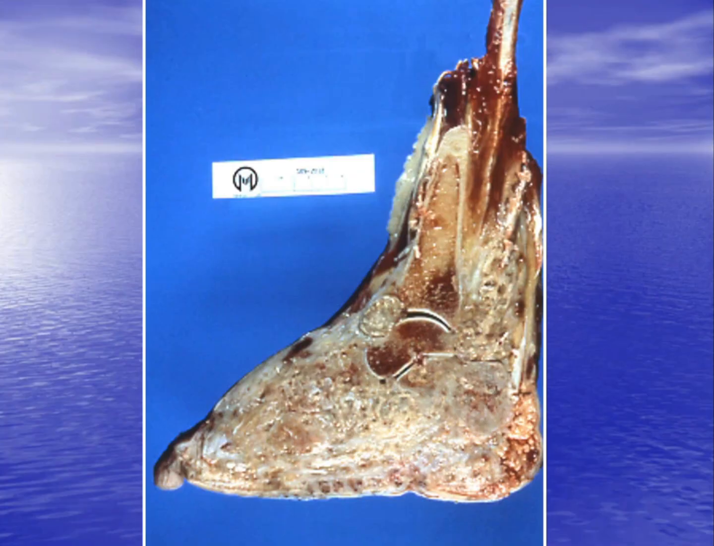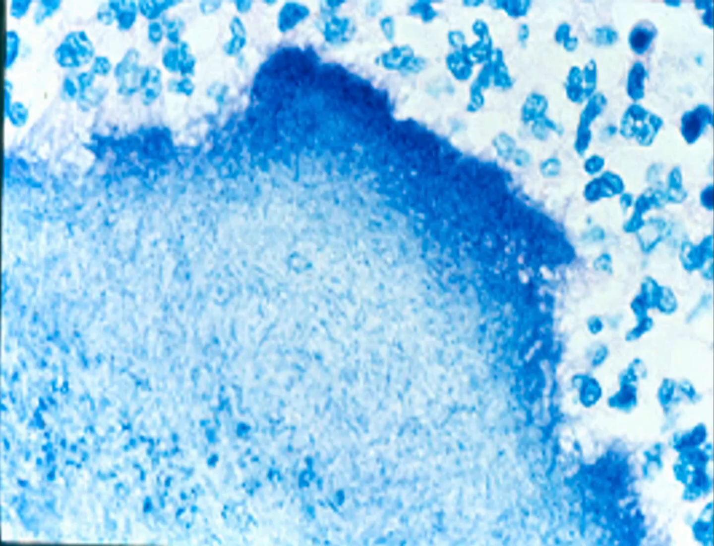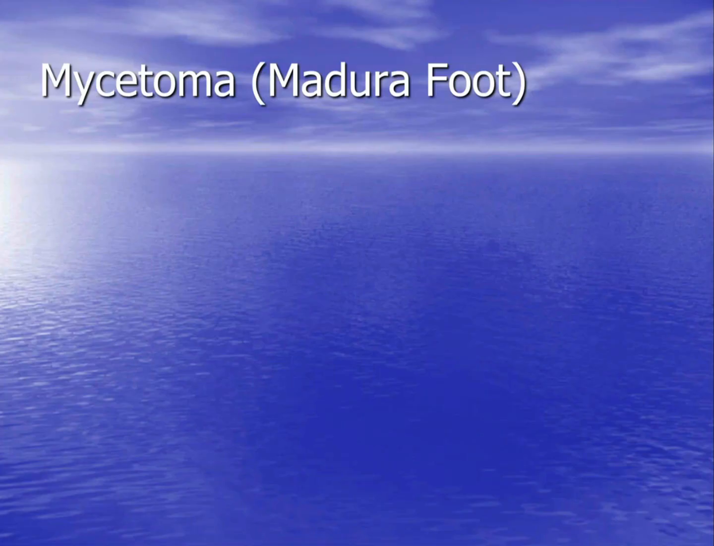The gritty, sandy material in the lower half is called a sulfur granule. And where the neutrophils on the top half meet the edge of the sulfur granule, on high power, you can see the club-like projections of the Splendore-Hoeppli phenomenon. So what type of infection is this called? Anybody in the audience? Shout it out. Madura foot. Very good. Okay, Madura foot, mycetoma.